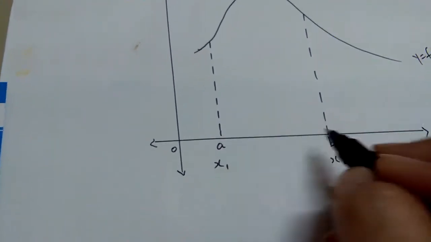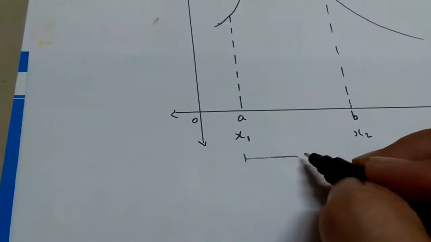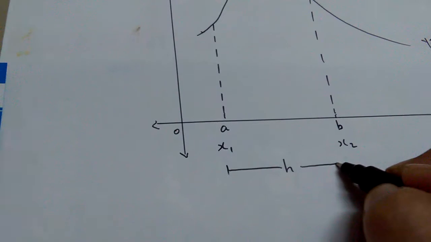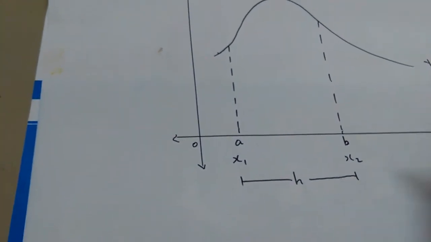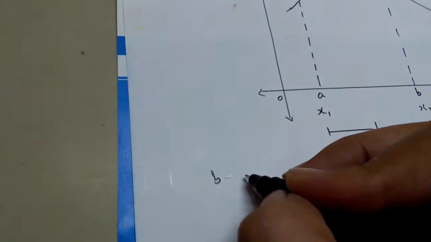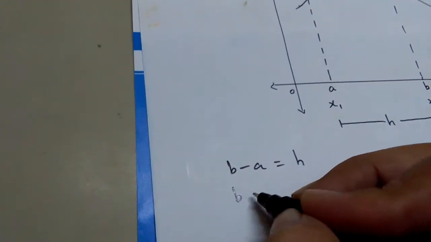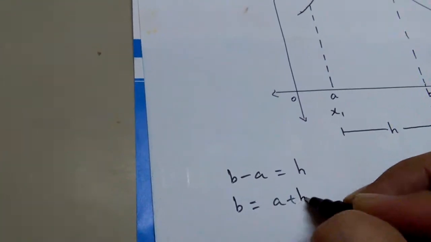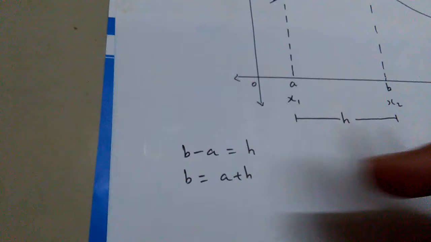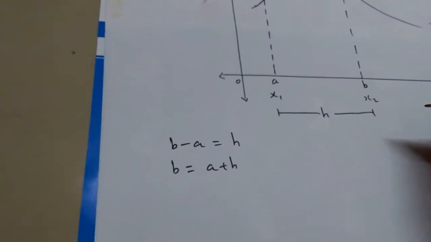The distance between these 2 points, if I say let it be from this point to this point, I just say let it be h. So you can see that the distance between these 2 points, b minus a, is equal to your h. So you can replace your b by means of a plus h. Okay, you can use this representation.